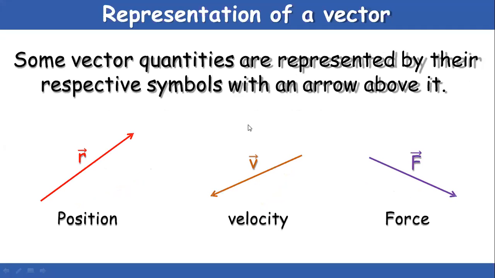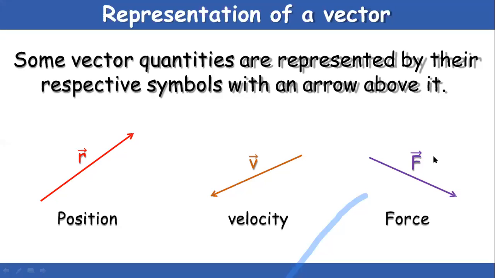These are some vectors of which we have already seen some examples, that is position, velocity or force. These are examples of the vectors, which can be shown like this. And this arrow indicates that it is a vector quantity. Now we'll see some of the types of vectors.